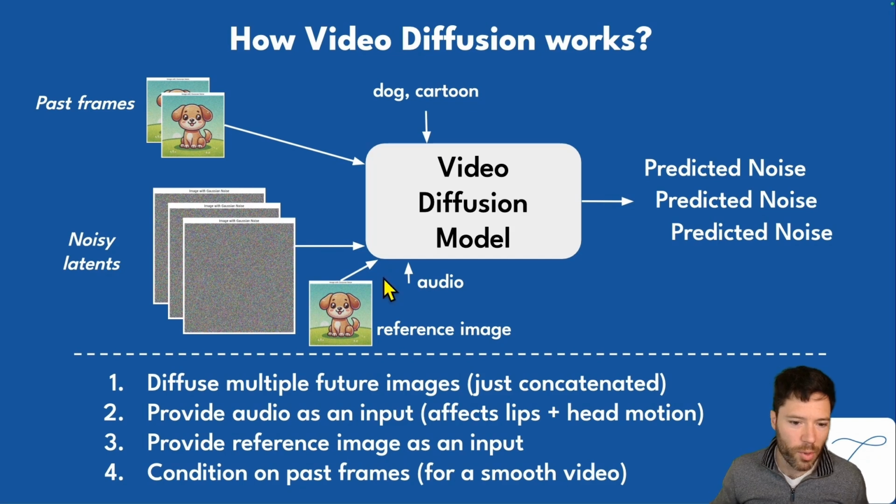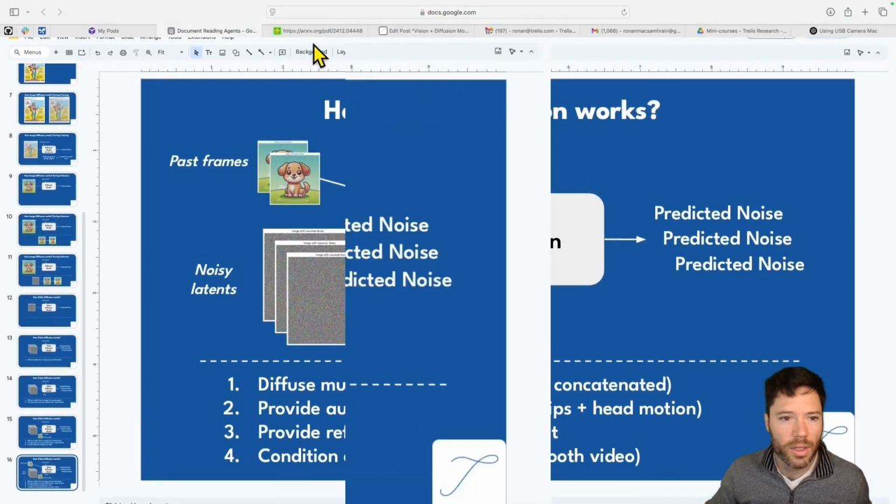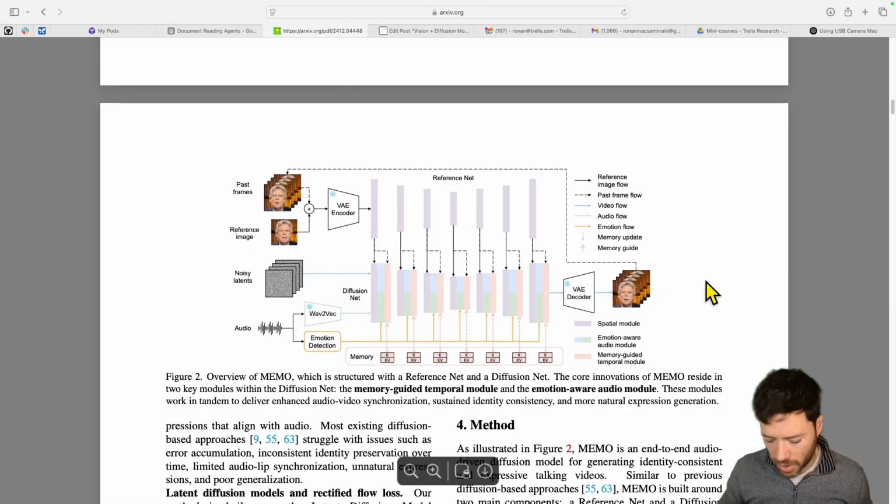And by the way, at this point here, because we've got audio input, reference image, noisy latents, and the past frames, we don't actually have to allow text to describe the image. There's no reason why you couldn't have text influence the output of the avatar video. But in the case of MEMO, it's not guided by text. It's just guided by the reference image, the audio, and the past frames. So this is an overview in simple terms of how you get from an image model to a video model. Let's take a look now at how the paper implements it.